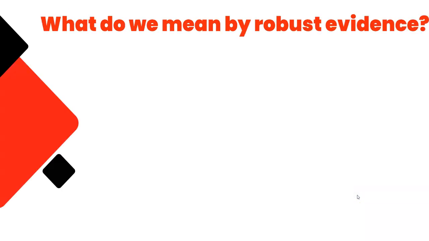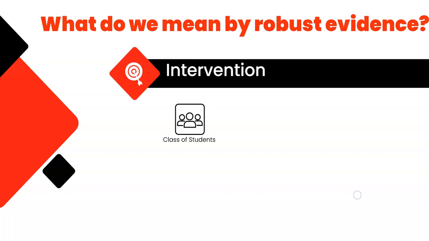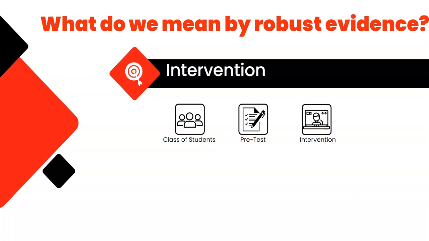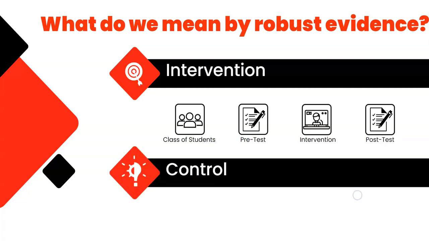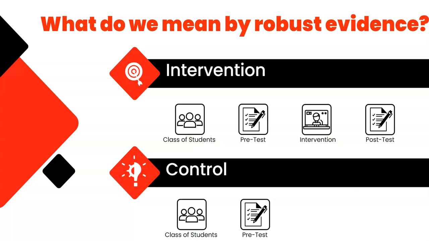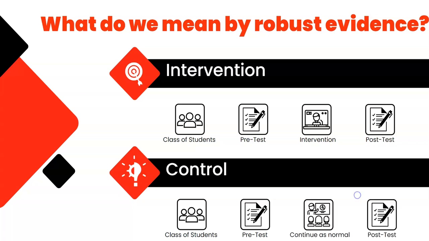What do we mean by robust evidence? So usually within schools, you'll have a class of students, you might do a pre-test, you'll include the intervention, and then you have the post-test. What we do at WhatWorked Education is we help you to create a control group, which gives you something to compare with. So we have either at class level or individual level, a control group, which also complete the pre-test. They continue as normal, and then they have the post-test. So this is a more robust way of testing if an intervention has worked by having something comparable within your school. And that's how we run the evaluations at WhatWorked Education.